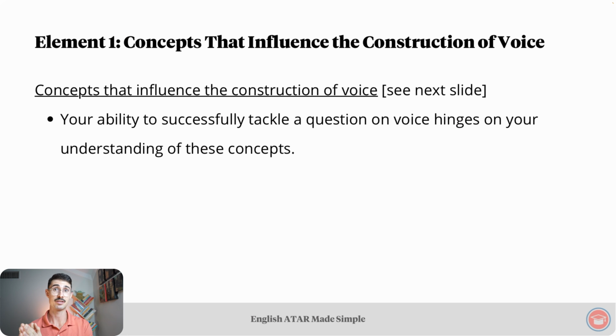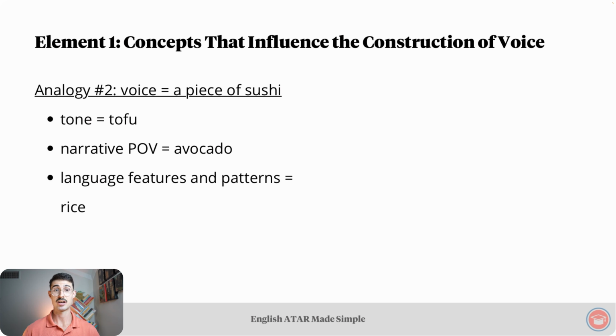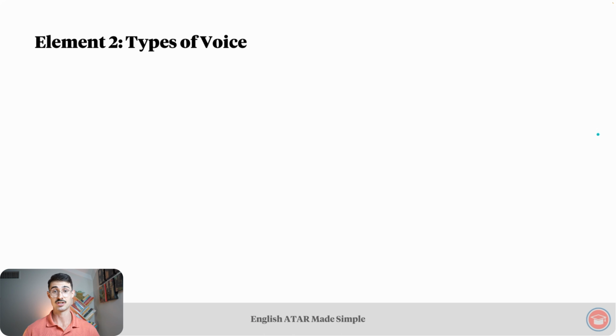Anyway, next analogy was that voice is just a piece of sushi. In this analogy, tone equals tofu, narrative POV, avocado, language features and patterns, rice, stylistic choices and features, cucumber, genre and generic conventions, seaweed, structural features, carrot, perspective, soy sauce, context, ginger. Next, element of our overarching definition of voice, types of voice.